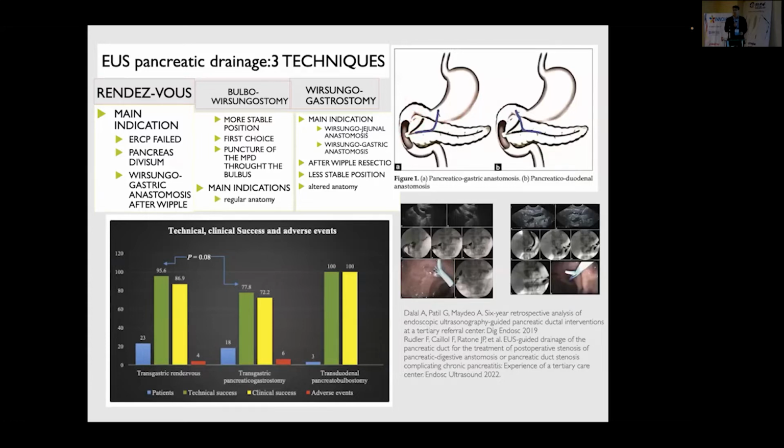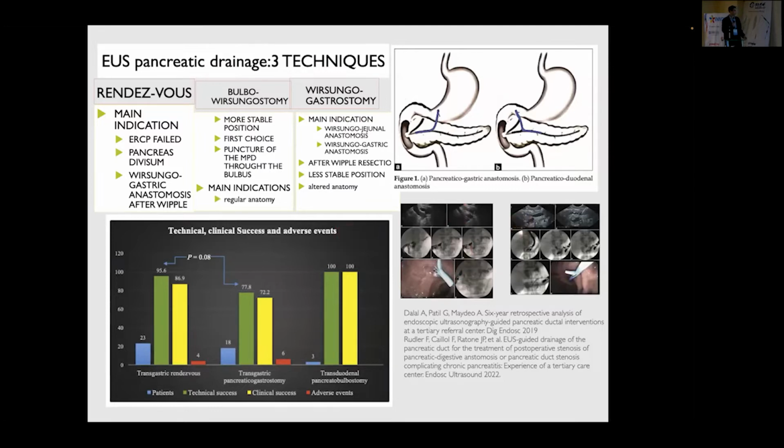The bulbovirsungostomy needs a standard anatomy because the patient needs a bulbus to have a bulbovirsungostomy. And virsungogastrostomy is for patients with altered anatomy.